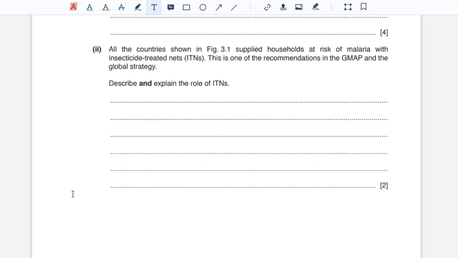All the countries shown in figure 3.1 supplied households at risk of malaria with insecticide treated nets. This is one of the recommendations in the GMAP and the global strategy. Describe and explain the role of ITNs. Insecticides in ITN kill female Anopheles, and so you need to mention how that is beneficial to decrease in number of cases of malaria. Since female Anopheles acts as the vector, killing them would break the transmission cycle of malaria.